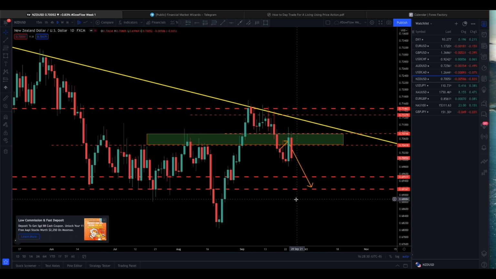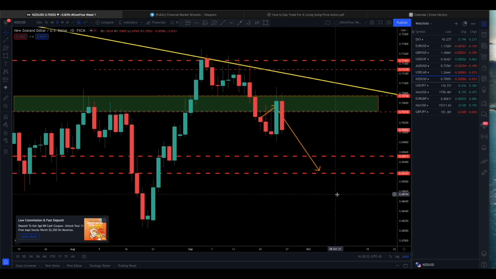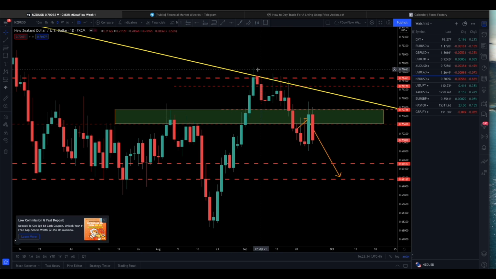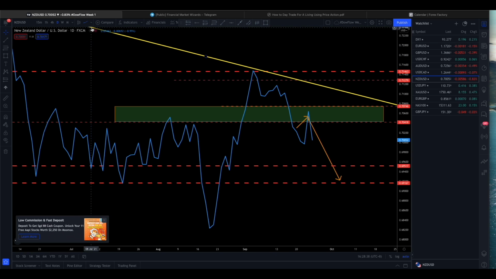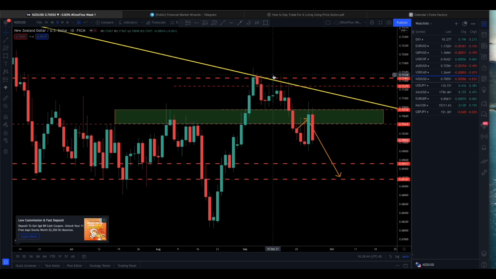Moving on to Kiwi dollar. Kiwi dollar market condition is bearish because you have the double top pattern here. So if you can't see it, just change over to the line chart. Okay, actually you can't really see it on the line chart, but basically the first top is here and the second top is here. I believe I talked about this in last week's market outlook video.